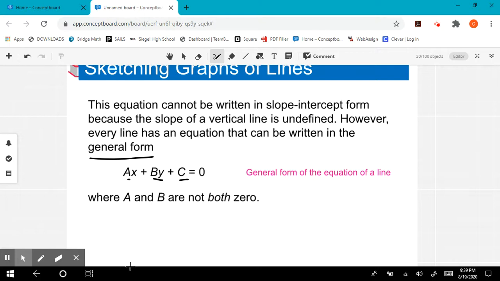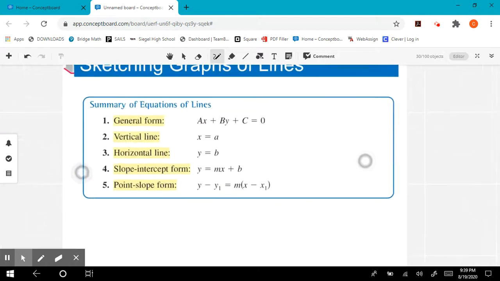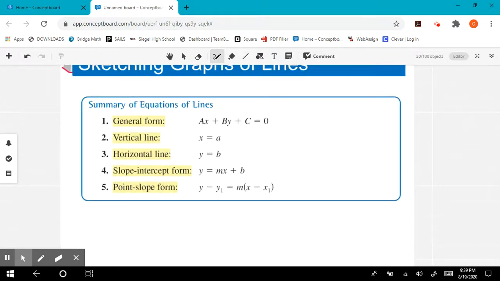So be aware if they do ask you for general form, it puts the x variable, the y, and the constant all on one side of the equation. So here is a summary of the equations of the line. The general form is the one that's going to be used least often. The point slope form is most often used to write an equation. Slope intercept form is very easy to graph, and that's how we usually simplify our equations down to. And if it's horizontal or vertical, it ends up being either x equals or y equals.